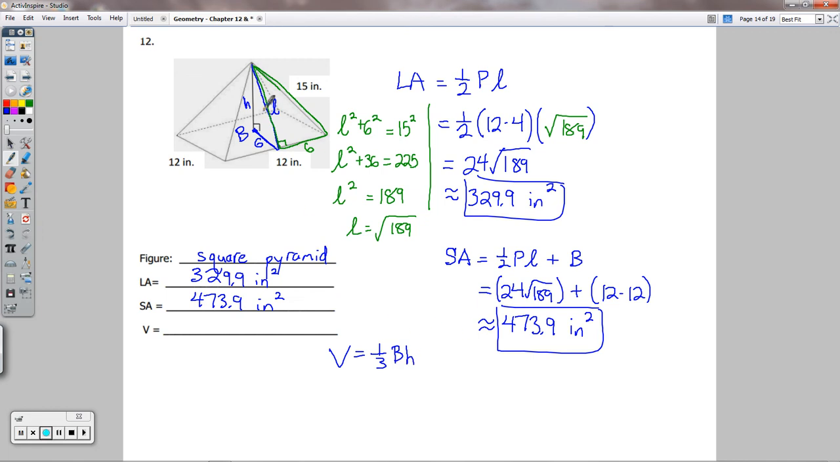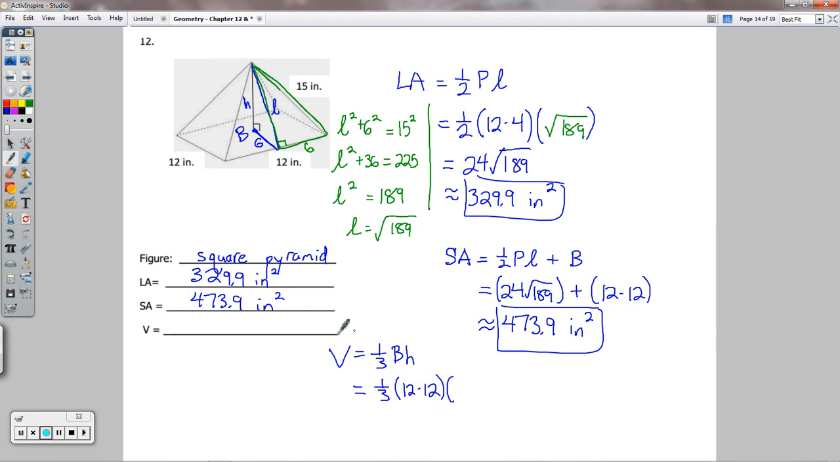You can take 3 pyramids of the same base size and height as a similar or a matching prism. It would take 3 of those pyramids to fill that prism up. So 1/3 base times height, 1/3. Have we calculated the B already? Yeah, that's 12 times 12, or 144.